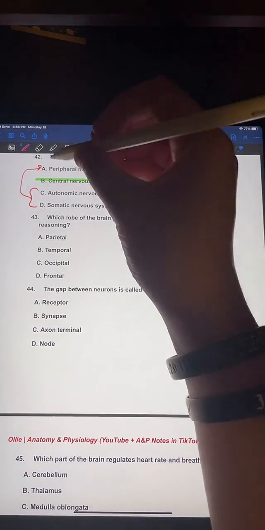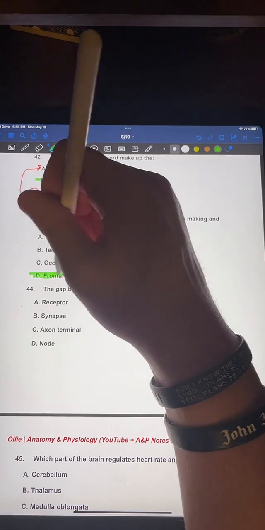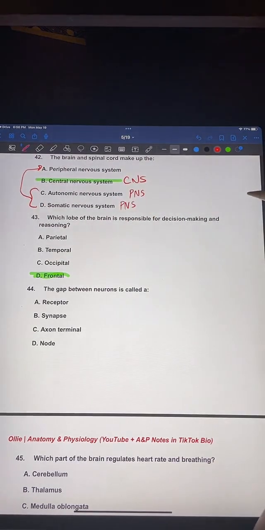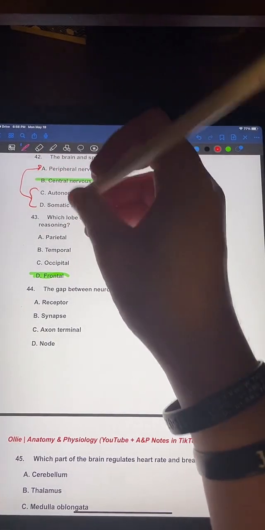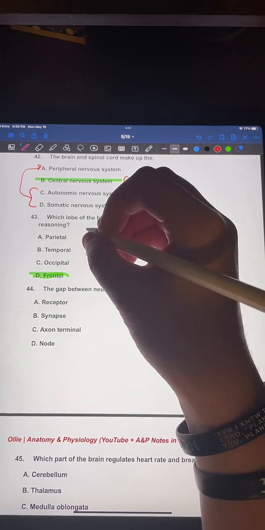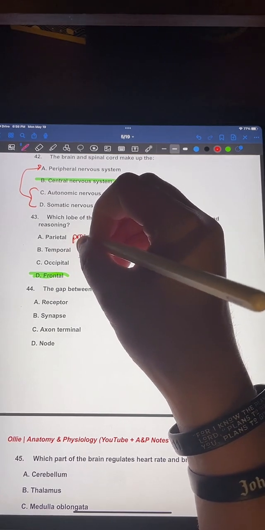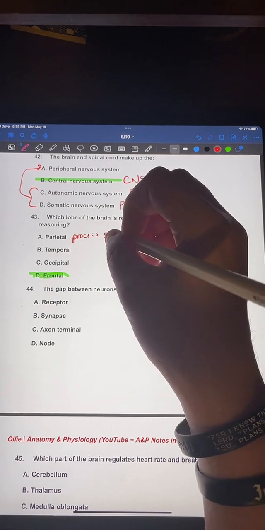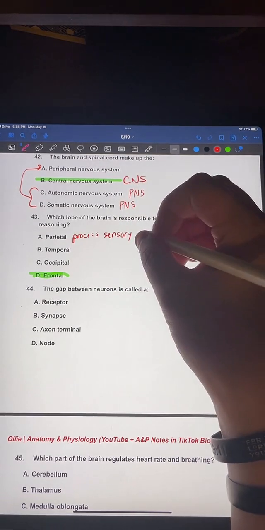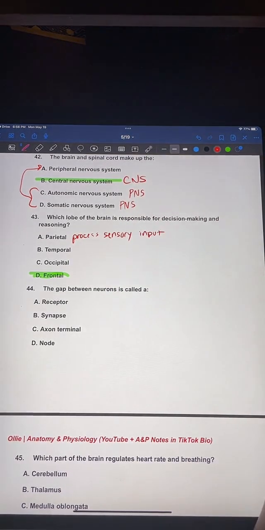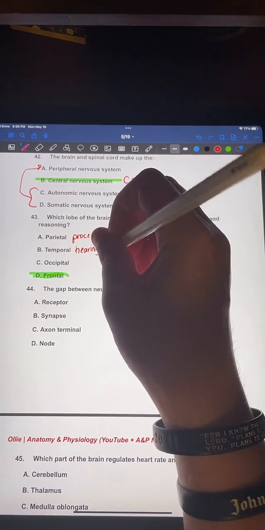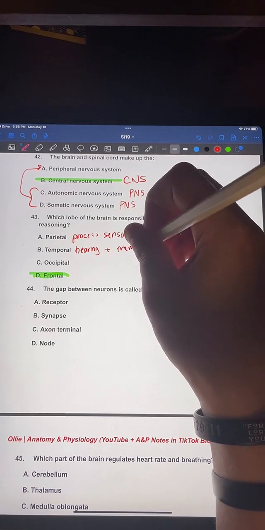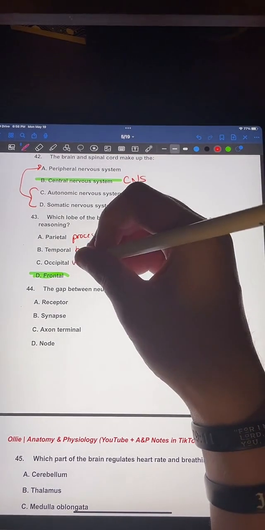But 43 is D. It is the frontal lobe. So the frontal lobe is for our decision-making and our reasoning. Parietal is going to process our sensory input. Temporal is going to be for hearing and memory. Occipital is our vision.